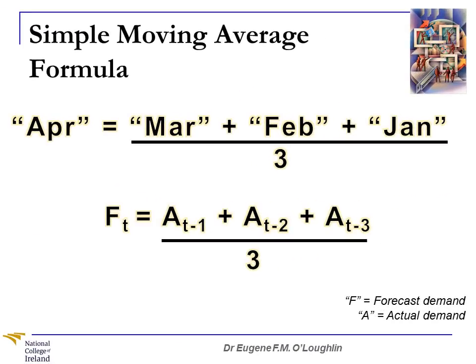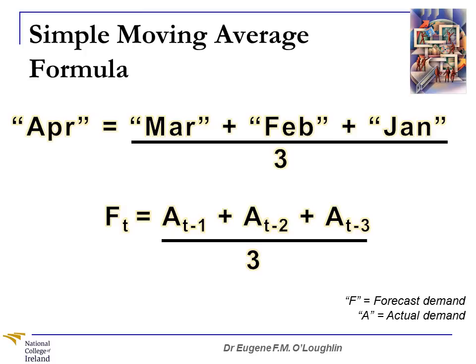So I've taken that formula and just put it up at the top here, and now I'm going to make this look a little bit more scientific. So at the top I have my forecast for April is equal to the actual figures for March, February and January divided by 3, representing the 3 months. And down at the bottom I have replaced April with F.